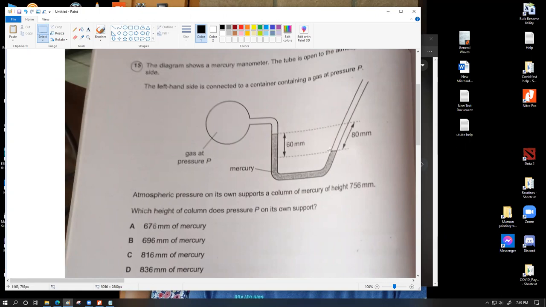And now you have to see that in this case, the atmospheric pressure is below and the gas pressure is above, which means this is a low pressure, this is a high pressure. Atmosphere is applying a bigger pressure on this surface compared to the pressure exerted by the gas on this surface. So now atmospheric pressure is large, gas pressure is small. How much small? 60 millimeter of mercury is small. So the question already gave us that atmospheric pressure on its own can support a column of mercury of height 756 millimeter. This is the mercury column that atmosphere can hold on its own. So the gas pressure over here will be able to support 60 millimeter less of that.